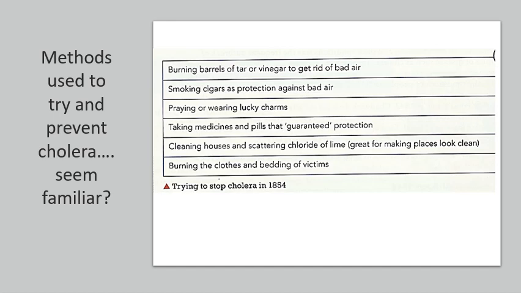These are the kind of things that people were doing, though, at the time to try and get rid of the smelly bad air. They'd burn barrels of tar, bowls of vinegar everywhere. They'd smoke cigars, cigarettes, tobacco to try and drive away the smell of this disease. Okay. The kind of things that they were still doing in the 14th century when the Black Death was around, wearing lucky charms and taking nasty potions and pills that people would advertise that had more chance of killing you than protecting you. Okay, people were cleaning their houses.